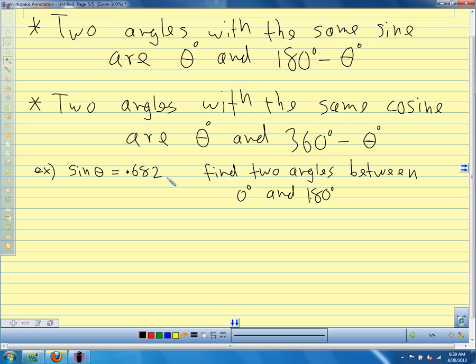So first off, we're finding an angle. To find an angle, what do we have to use? Inverse. We have to use an inverse. So I'm going to say that theta is the inverse sine of 0.682. Plug that in my calculator, and it tells me that theta is about 43 degrees. This is just a calculator problem.